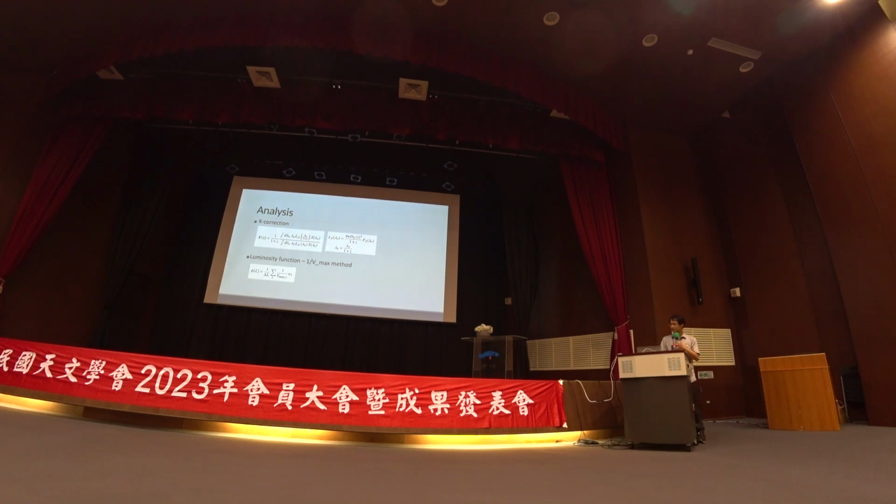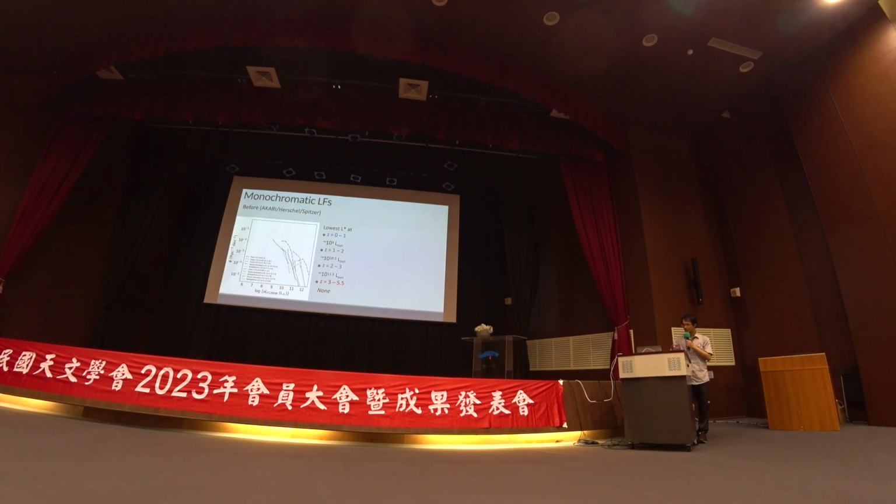Then we apply analysis, first the K correction, to correct the photometry for each filter we use. Then we use this 1 over Vmax method to build the luminosity function. As this equation below shows, it's just a mathematical way to explain how we build this histogram or distribution. So let me go to my results.